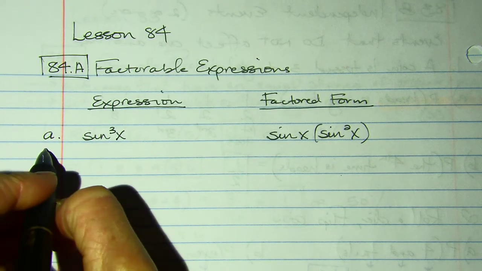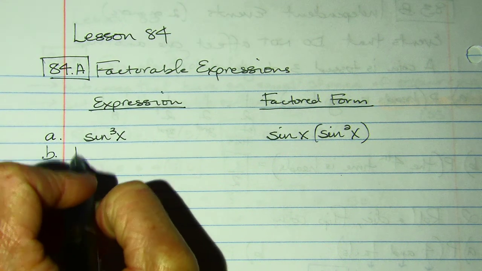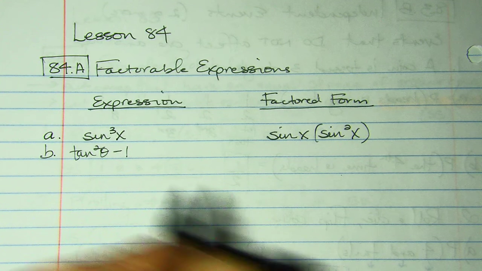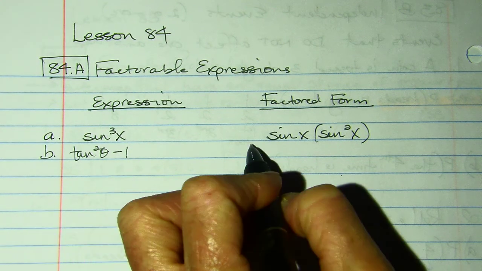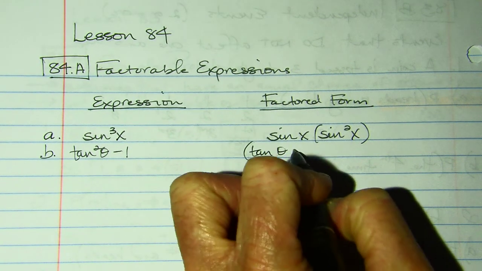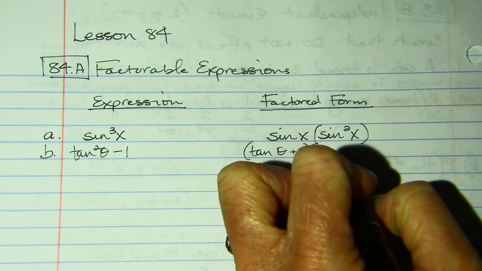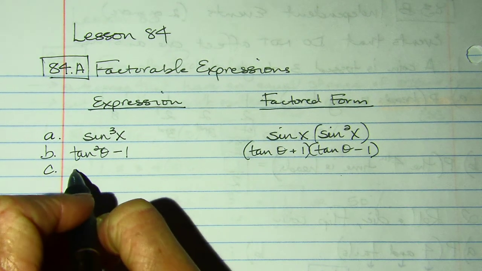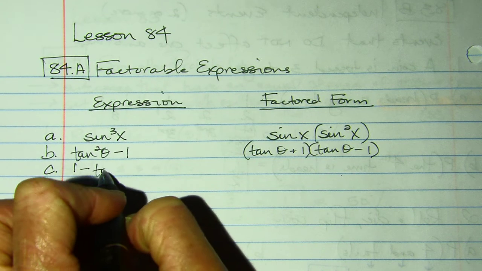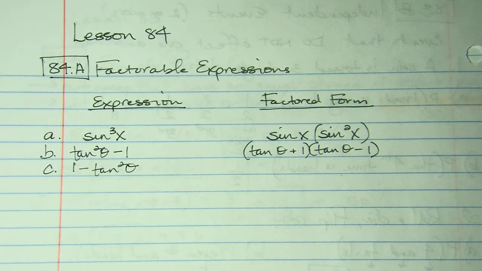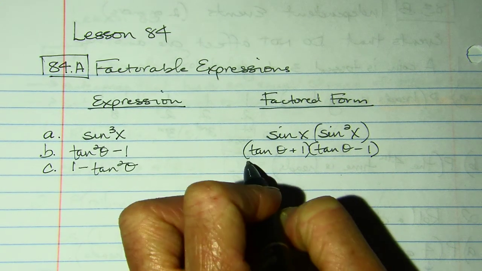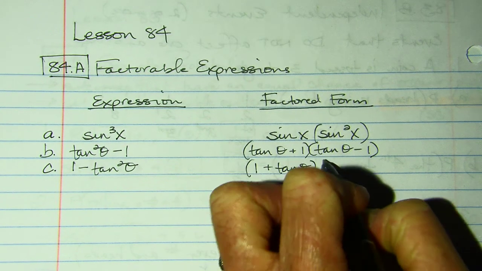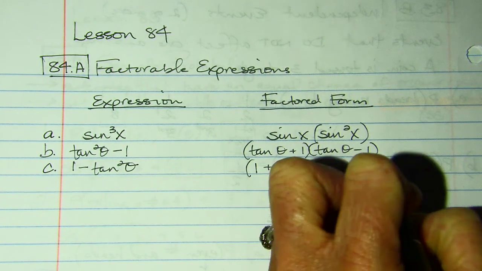The next one, tangent squared of theta minus 1. Now that is a difference of two items squared, so this can be factored as the tangent of theta plus 1 and the tangent of theta minus 1. Next, the reverse, 1 minus the tangent squared of theta, and this would work with sine or cosine. The only difference is 1 would be first. So 1 plus the tangent of theta, 1 minus the tangent of theta.